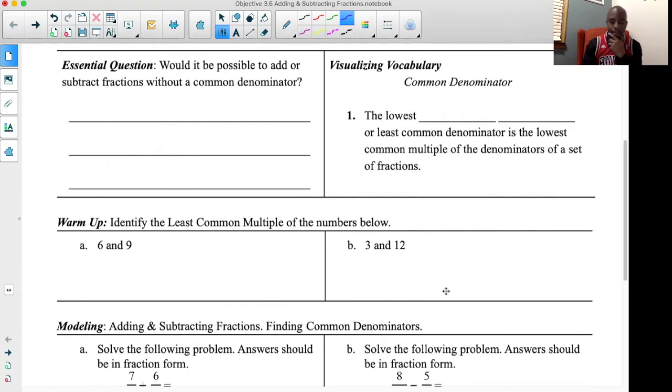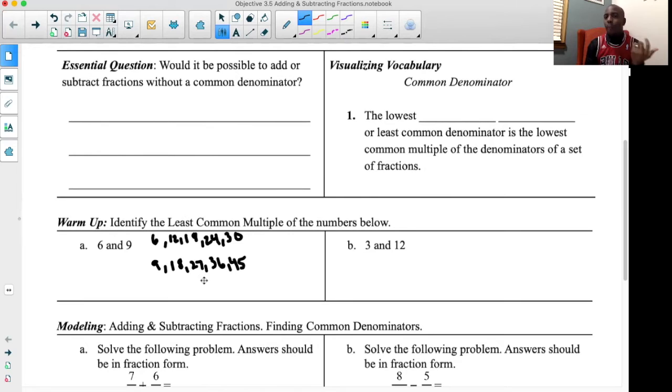But the way I like to do it, when I have to find the least common multiple or a common denominator, is I first write out the actual multiples of both numbers. So 6, 12, 18, 24, 30. Let me just stop there. 9, 18, 27, 36, 45. I'll stop there.